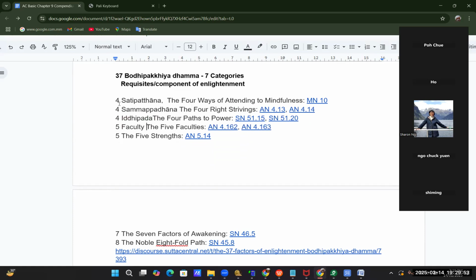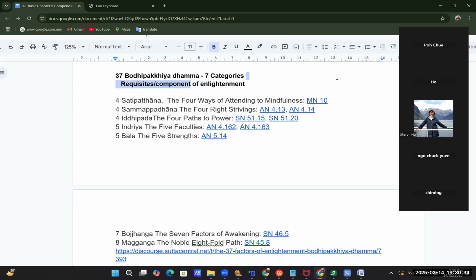So Pakkati 4, Bala is 4, right? So if you calculate, you got 4, 4, 4. Bala is 5. Indriya is also 5. And then the 7 Bojjhanga, this is a Bojjhanga. And then the Meganga. Right. So if you calculate 4 plus 4 plus 4, 12, and then this is 10, and then 7, 8, you will get totally 37 factors, Bodhipakkhiya, requisite components of enlightenment, which is categorized into 7 categories, right?